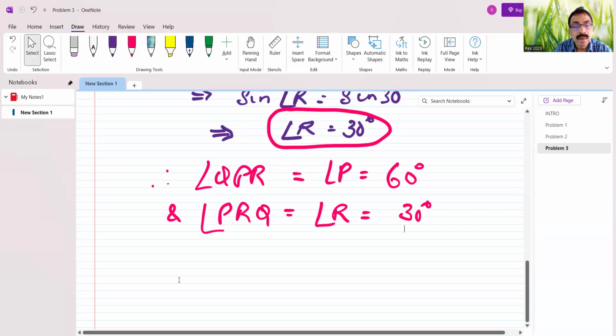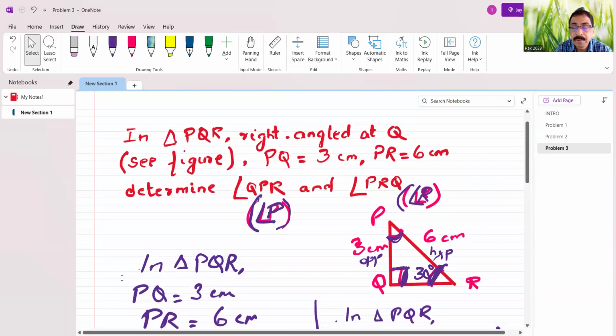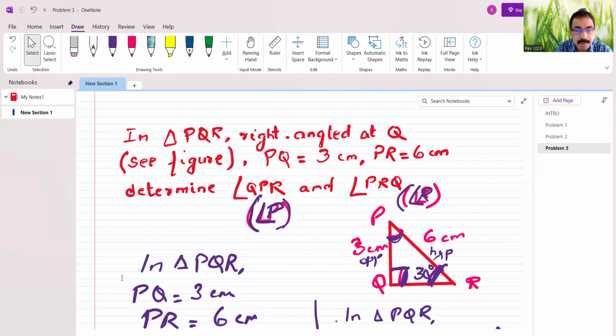Okay, then I think with this problem we can close this chapter on T ratios of specific angles. In the next session we will look at the next chapter in trigonometry, which is T ratios of complementary angles. So trigonometric ratios of complementary angles is what we will talk about in the next session.